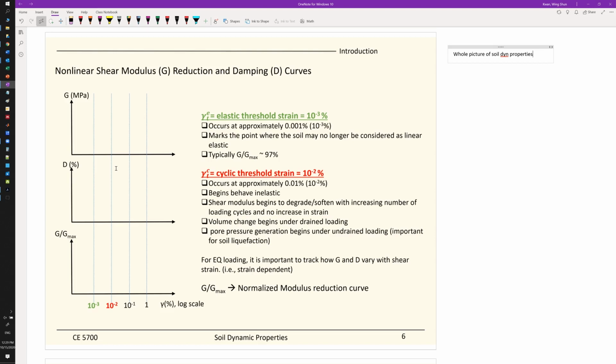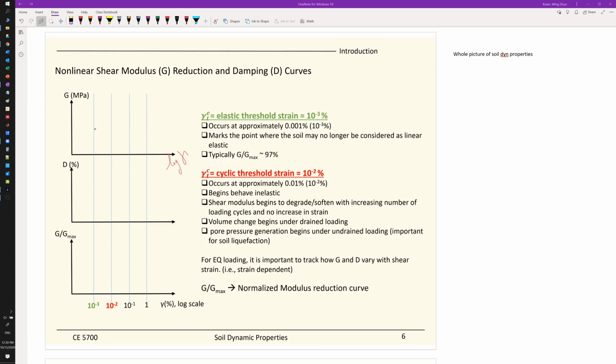So we talk about the G, right? The shear modulus, and we also have a very important concept. This G is not a constant; it evolves. It depends on the deformations, which is the shear strain. So if we plot a curve against the log of soil strain, we'll see how the curve looks.